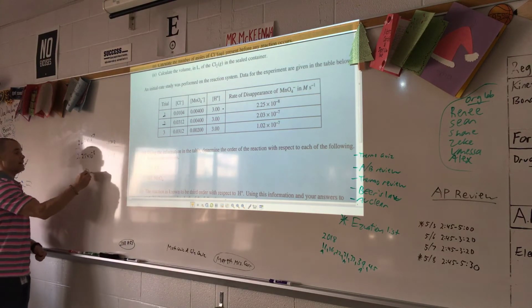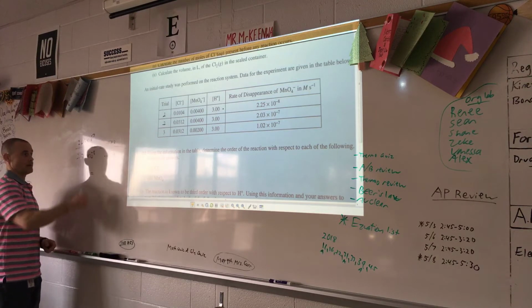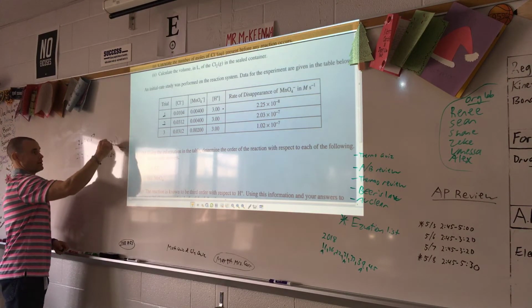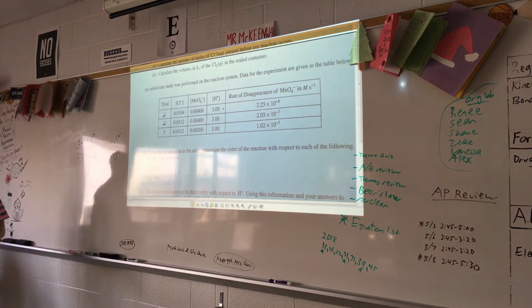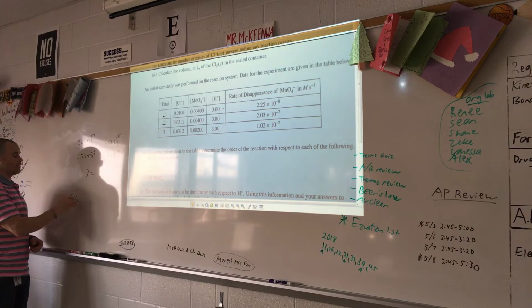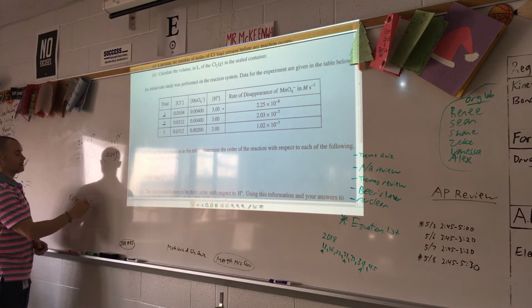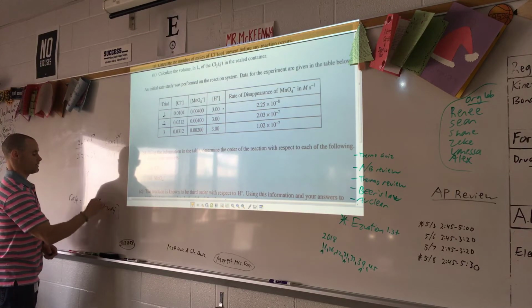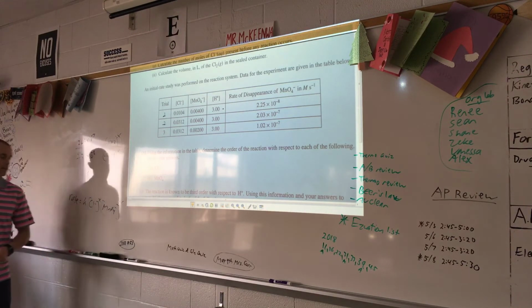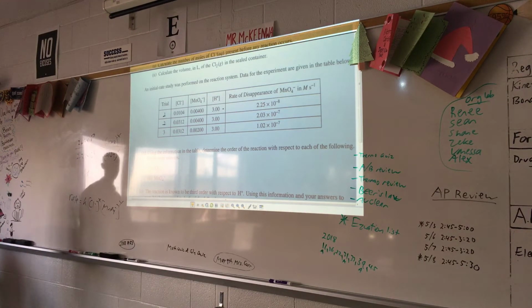3 equals, and now remember, this is raised to a power. That's what we're trying to figure out. That's the rate law. It's going to be rate equals K times Cl minus to the X, and then MnO4 minus to the Y. We're trying to figure out X. So what's 0.0312 divided by 0.0104?